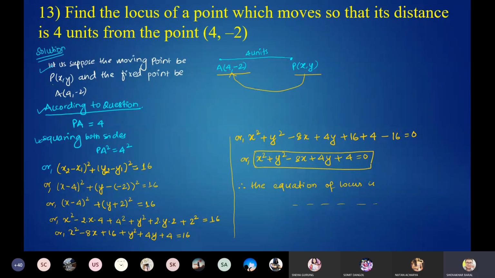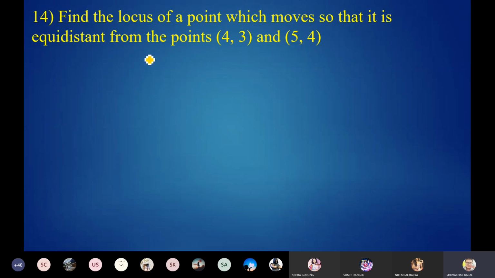So let's go to the next question. Please write this question. It's very important. Find the locus of a point which moves so that it is equidistant from the points (4, 3) and (5, 4). Please copy that question. Okay, have you copied it?